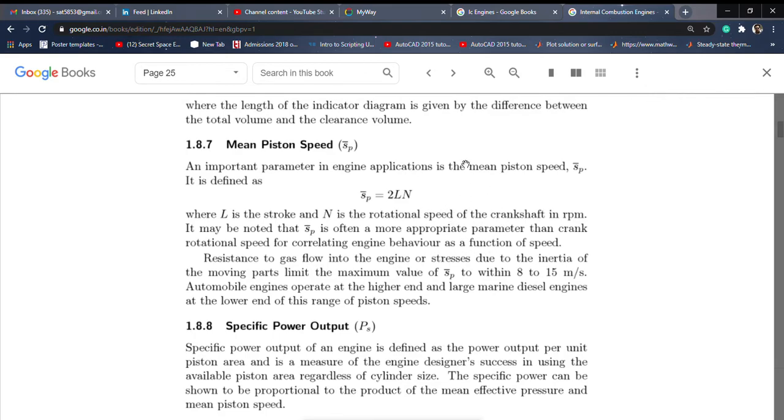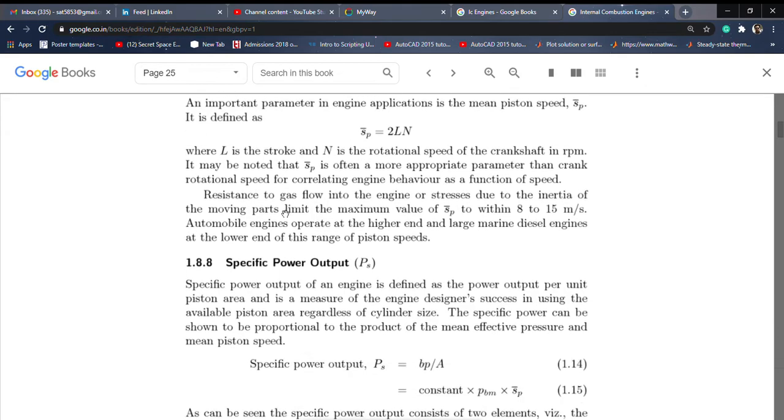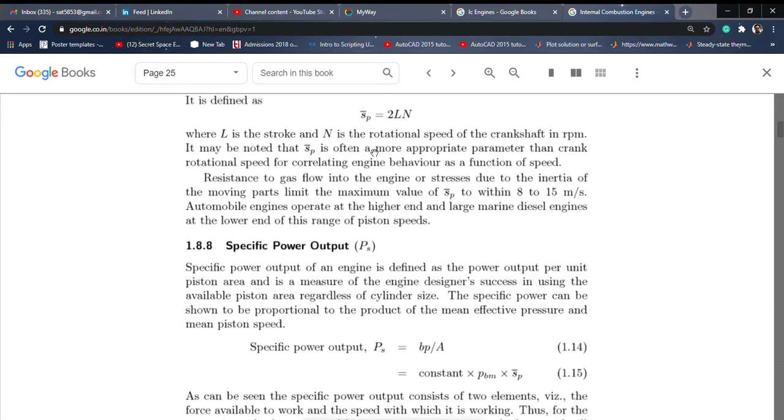One time the piston will go up, one time the piston will go down. So in one crankshaft rotation there are two strokes. So this is the piston distance, you can see the total speed of the piston. Okay, L is the stroke and N is the rotational speed of the crankshaft in RPM.